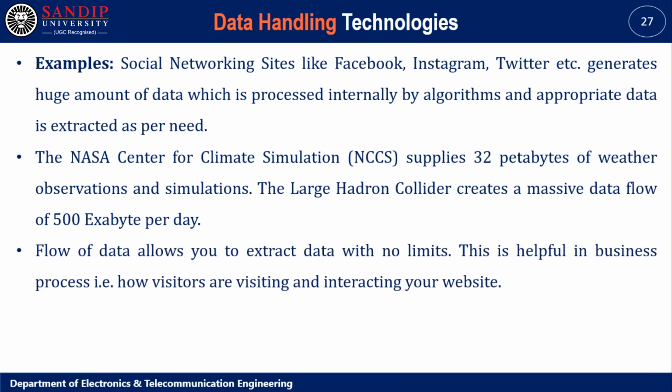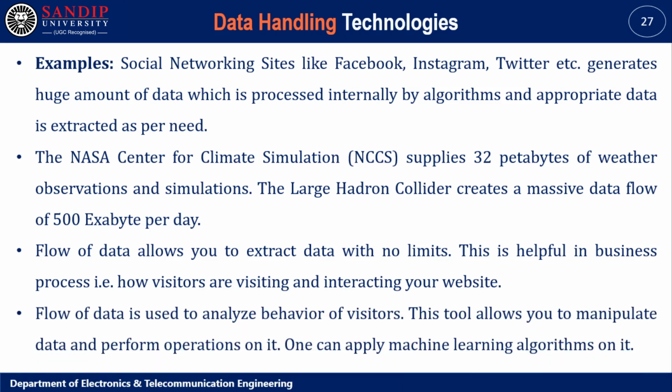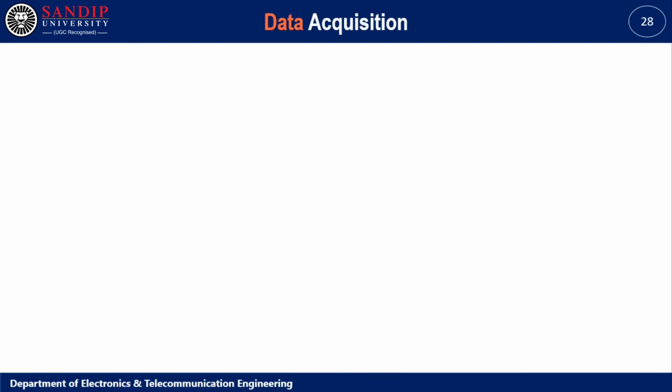Flow of data allows you to extract data with no limits. This is helpful in business process, that is, how visitors are visiting and interacting with your websites. Flow of data is used to analyze behavior of the visitors. This tool allows you to manipulate data and perform operations on it. One can apply machine learning algorithms on it.